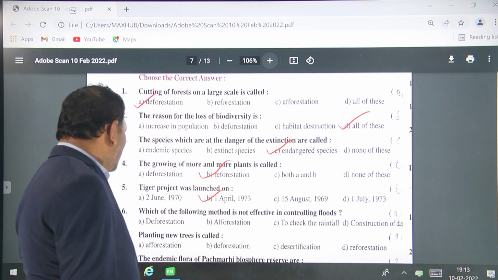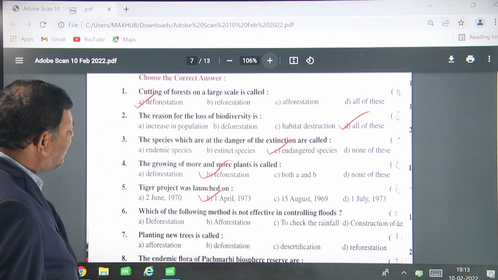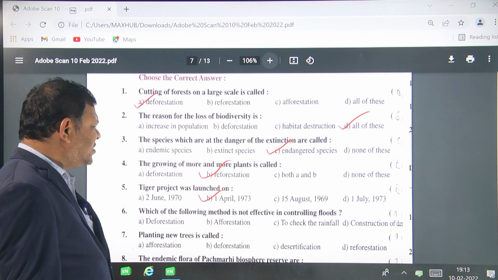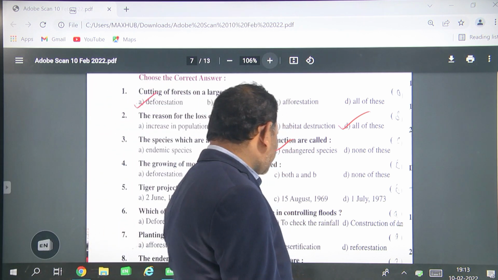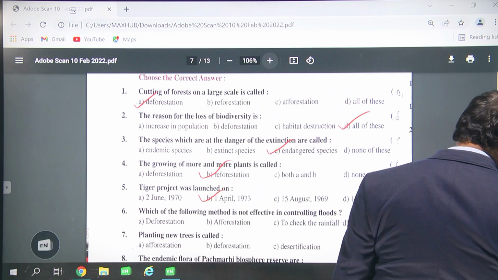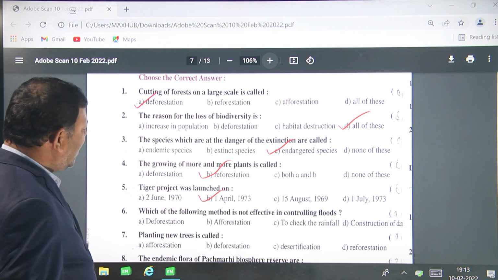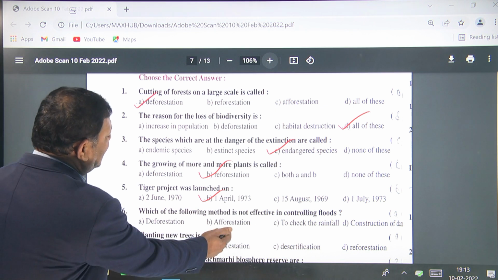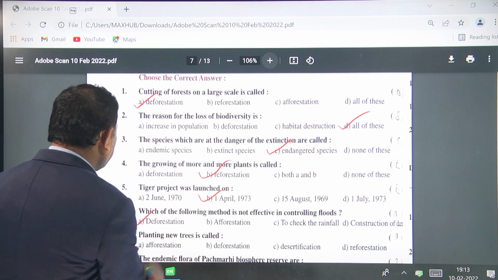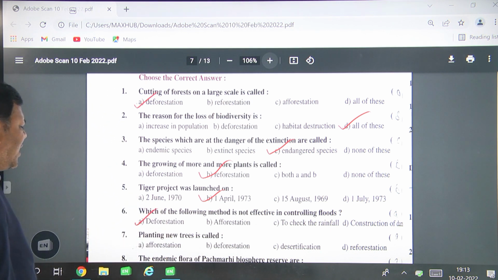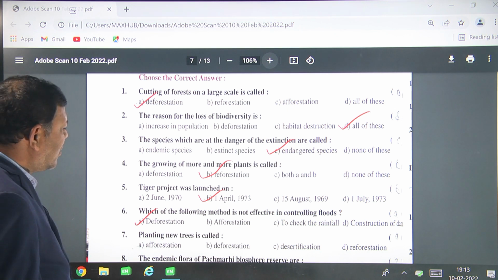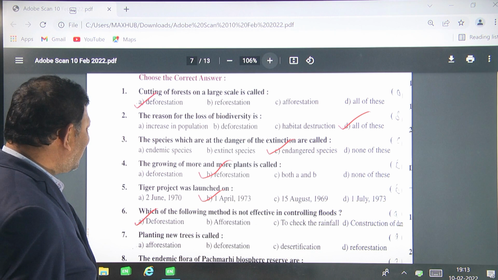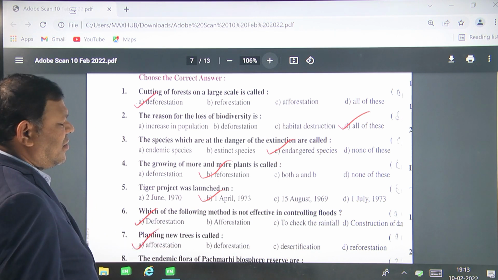Now coming to the point, which of the following methods is not effective in controlling floods? Deforestation, afforestation, to check the rainfall, or construction of dams. The answer is deforestation. Planting of new trees is called afforestation, not deforestation or reforestation.